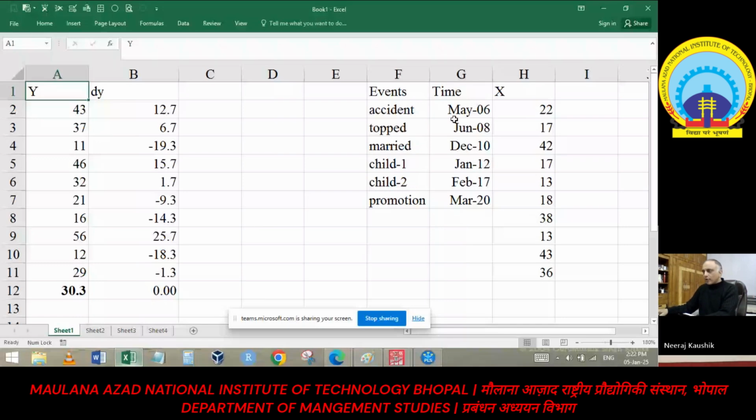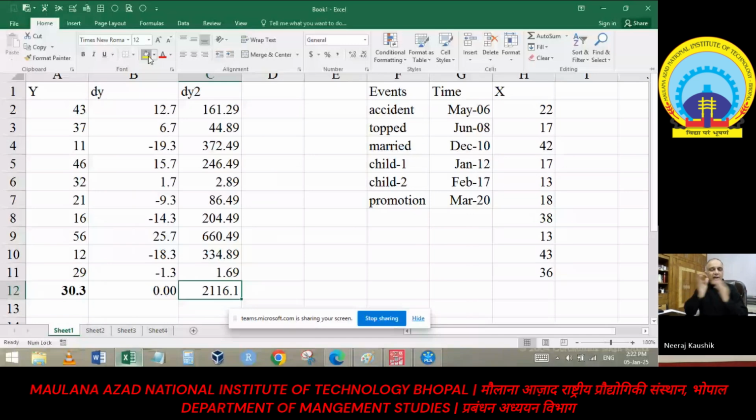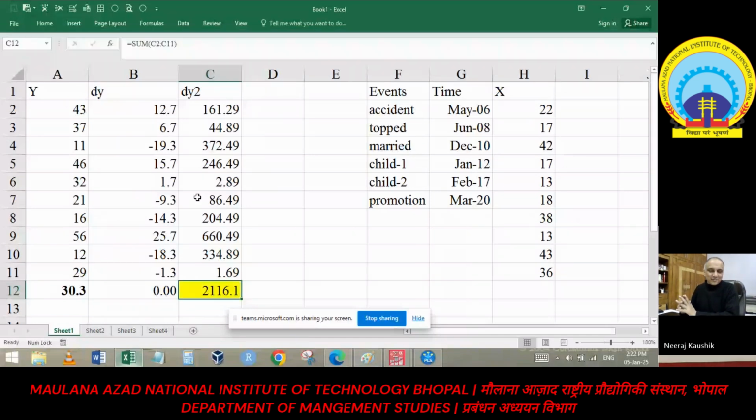Overall, it's 0. So what I will do is take dy square, so all values become positive, and this value comes as 2116. It's a very, very important number. This is what is called the total variation. This is the total variation about which R square will be 72%.